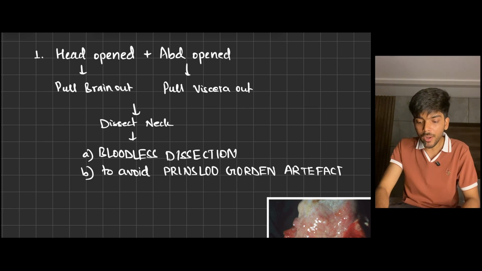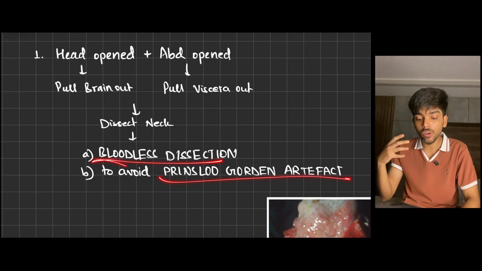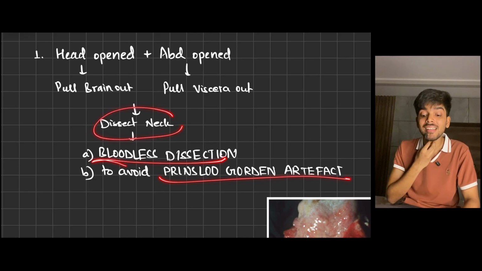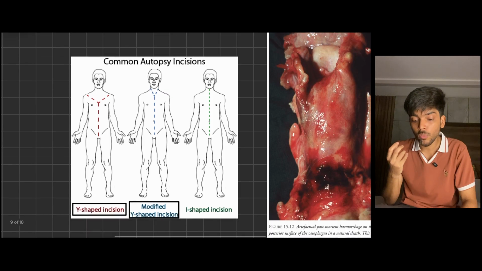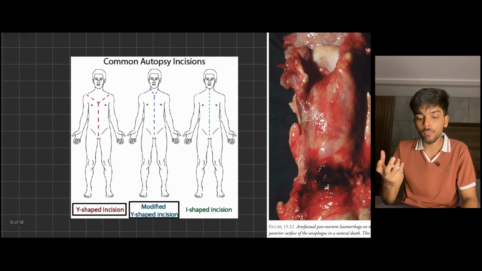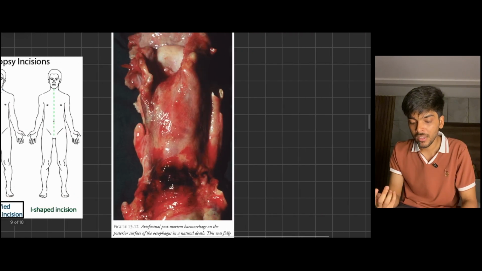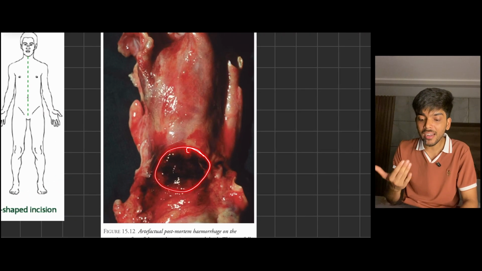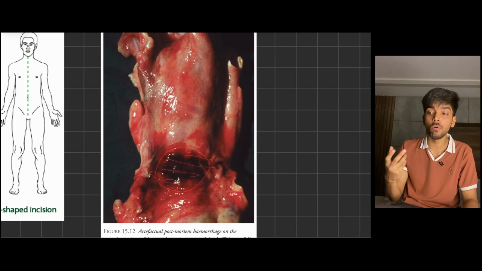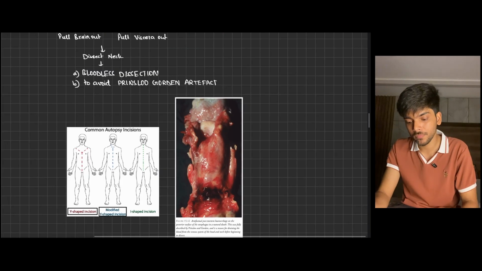So to avoid Prinsloo-Gordon artifact and to carry out a bloodless dissection, you dissect the neck at last. And what type of incision do you apply? You apply either a Y incision or a modified Y incision while carrying out the dissection of the neck. This right here is bleeding behind the esophagus, a Prinsloo-Gordon artifact, which can be avoided by bloodless dissection.